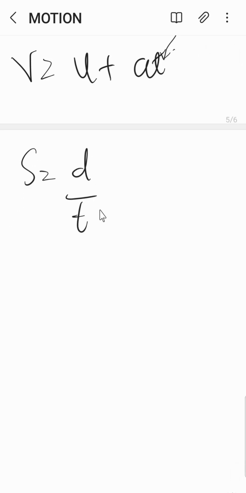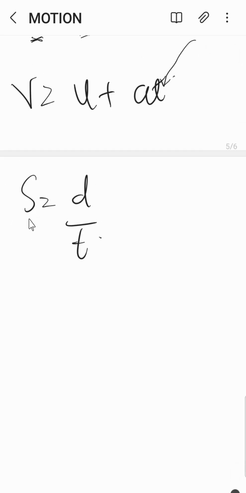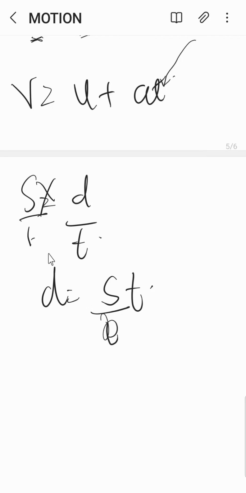speed is equal to distance over time, right? So we can say a distance is equal to s multiplied by t, when you cross multiply. So distance is equal to, this is your speed. And from our previous equation, we found that speed, which is average speed, but average speed and speed is similar, so we can replace them in the same equation.